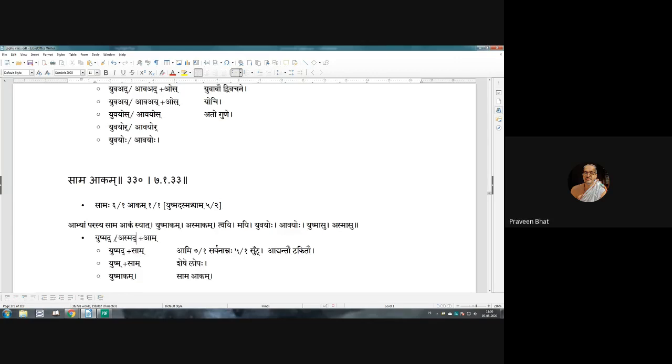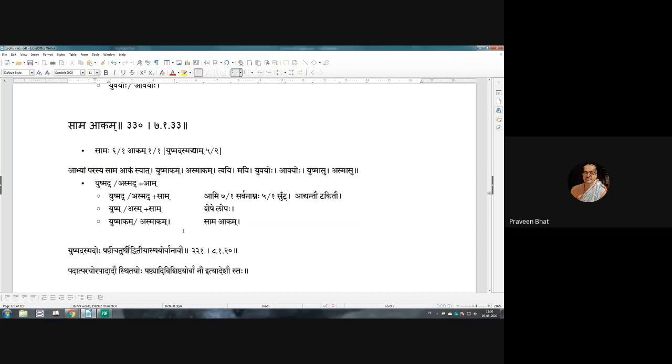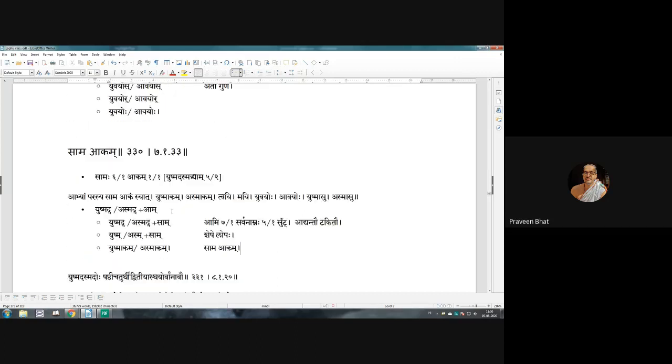Asmad, what will happen? Asmad plus Sam, Asmad plus Am is equal to Asmad plus Sam, then Asma. Asma plus Sam by Sheshe Lopa, Adlopa, Tilopa, then Asma plus Akam, you get Asmakam. So that is Saptami Shashti Bahuvachana. Then what will happen here? Yushmakam Asmakam, Tva Ma. Ekavachana will be replaced by Tva and Ma.